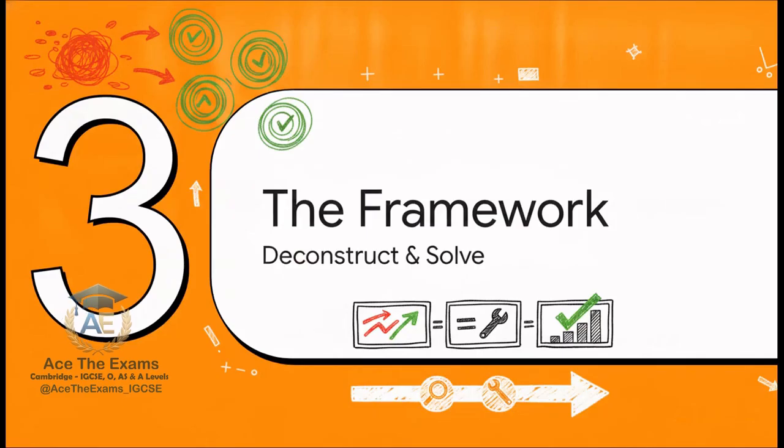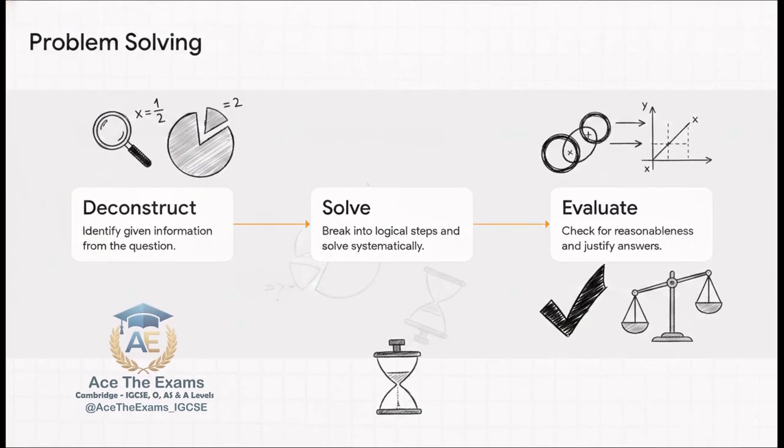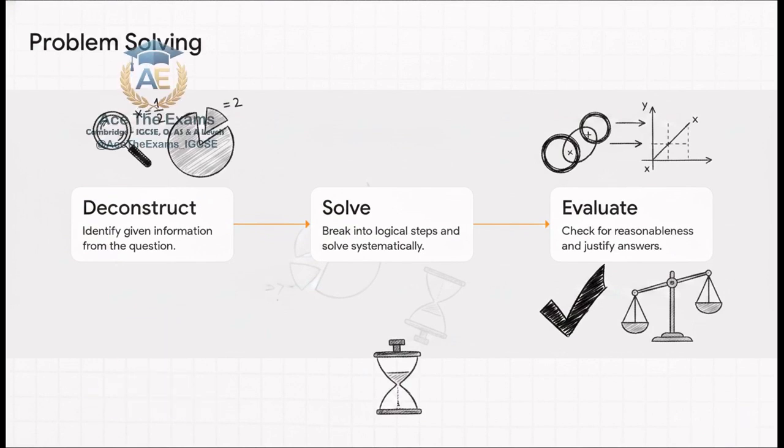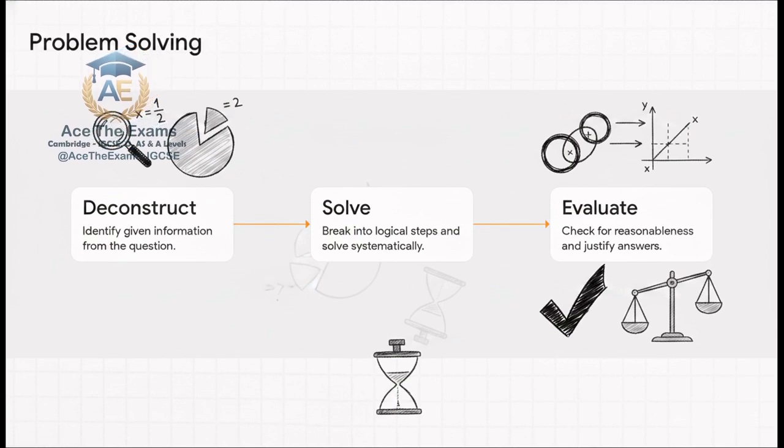All right, Section 3, the problem-solving framework. Deconstruct, solve, evaluate. Every single successful answer follows this 3-step checklist. It's your blueprint to identify given information, break it into logical steps, and check for reasonableness. Let's transform those flawed answers from earlier. Imagine those red pen marks turning into green check marks right now.